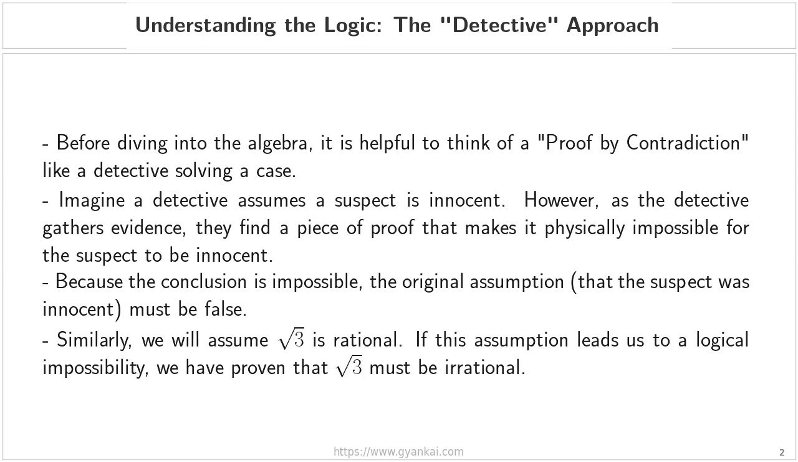We are going to apply this exact same way of thinking to our math problem. In the next few slides, we are going to start by assuming that the square root of 3 is a rational number. If we follow the algebra and it leads us to a logical impossibility, a contradiction, then we have successfully proven that the square root of 3 must, in fact, be irrational.